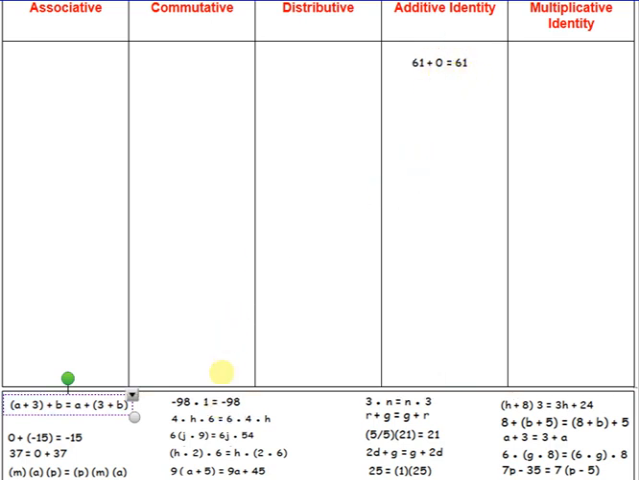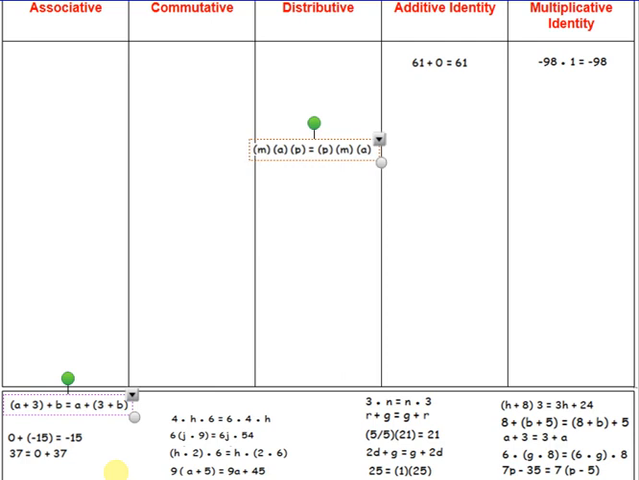Alright, here I have, oh, I thought I had it. Alright, negative, and don't let the negative scare you, negative 98 times 1, remember that times 1, equals negative 98. That's going to be the multiplicative identity, okay, because anything times 1 is itself. Alright, let's take a look at this guy here. Don't let the letters scare you.